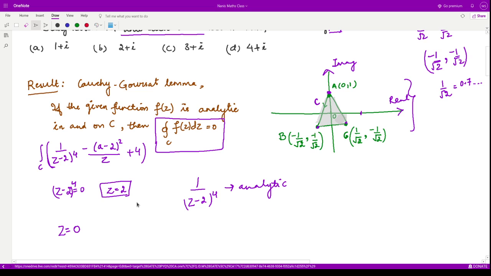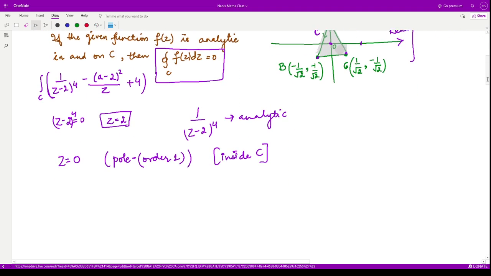Now this point z equal to 0 obviously lies inside our region C. So this is a pole and it has order 1. Therefore, we can regard this to be a simple pole present at the point z equal to 0 and this lies inside C. So in order to solve this integral, we have to apply Cauchy's integral formula.